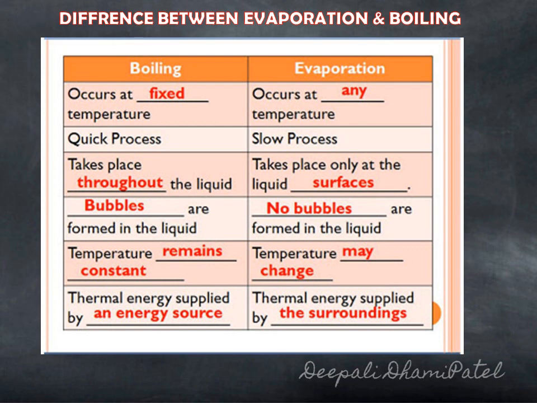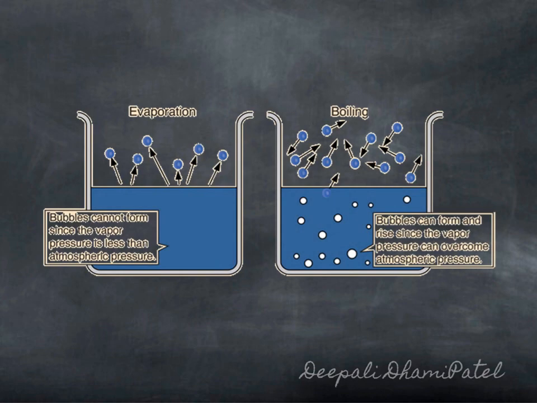In boiling, the temperature remains constant, whereas in evaporation, temperature may change. In boiling, thermal energy is supplied by an energy source, and in evaporation, thermal energy, that is heat energy, is supplied by the surrounding. You can observe in the diagram as well.